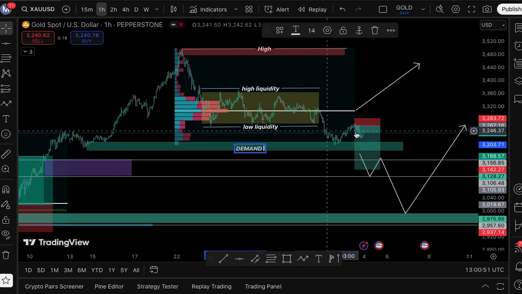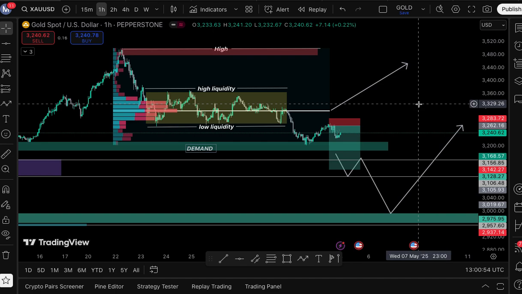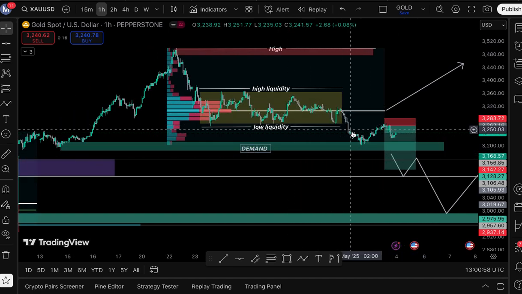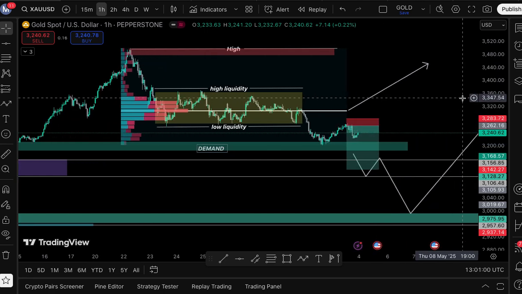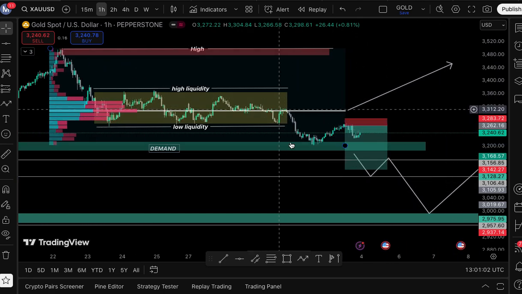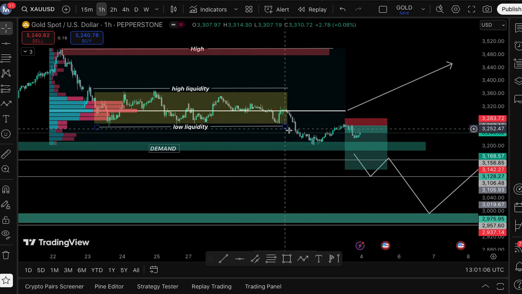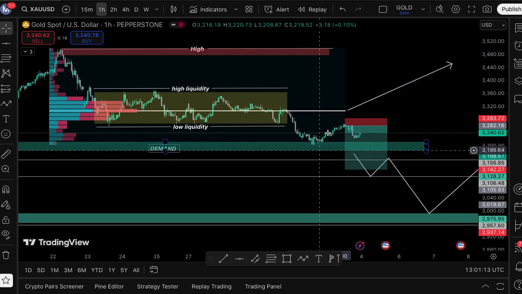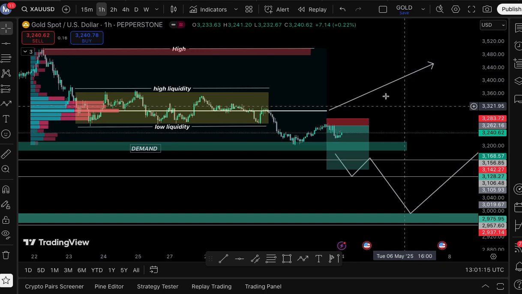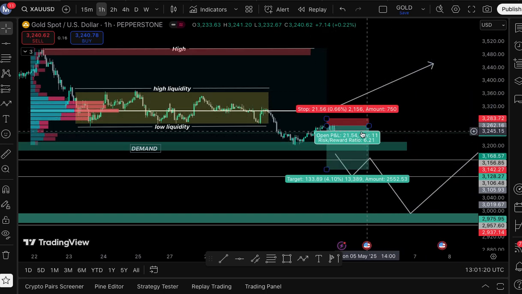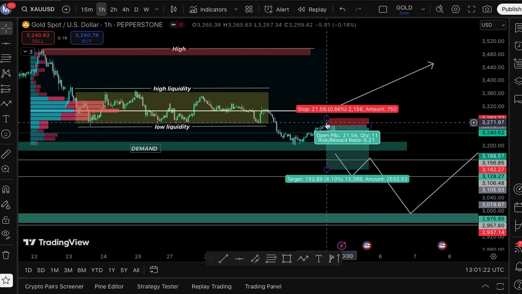I have already shared this chart in my group, so I will show you the proofs also. The price has already mitigated the demand area at this point, and it has taken all of the liquidity from here. It hunted the stop loss. Most of the time, when gold touches the demand area, it doesn't break directly. It will come to the upper side, take all the stop losses and liquidities from here, and then it will fall down, which is where I have already taken the trade.